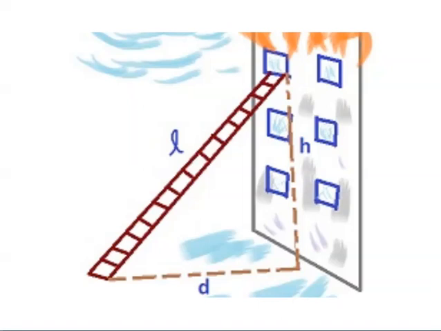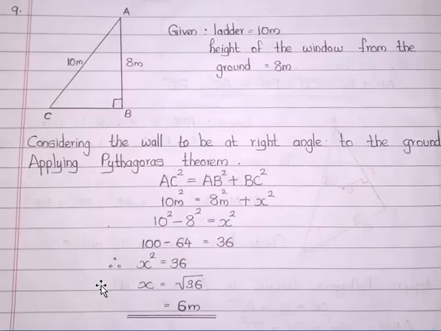The window is at the height of h from the ground and the foot of the ladder is at a distance of d from the building. You can see a clear right angled triangle here. As you see a right angled triangle, you should understand that you can apply Pythagoras theorem here. So your question here is, you are given the height of the ladder 10 meter and the distance of the window, it's 8 meter. So applying Pythagoras theorem, you can say that AC square is equal to BC square plus AB square. But for you, the unknown quantity is BC.